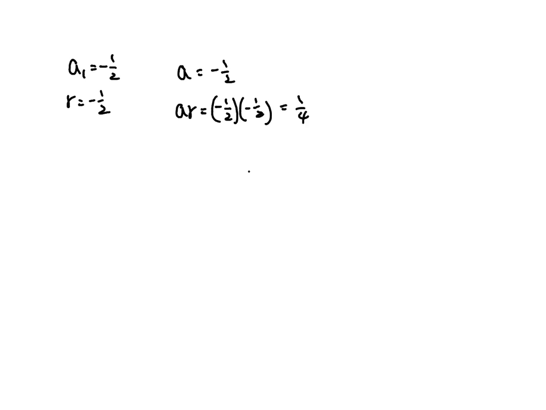All right, this time it did us a favor. They just gave us a1 equals negative 1/2, and r is negative 1/2 also. So in this case, the first term obviously is negative 1/2. The second term is negative 1/2 times negative 1/2, so that is 1/4. Third term, negative 1/2 times negative 1/2 squared. So that is negative 1/2 times 1/4, which is negative 1/8.